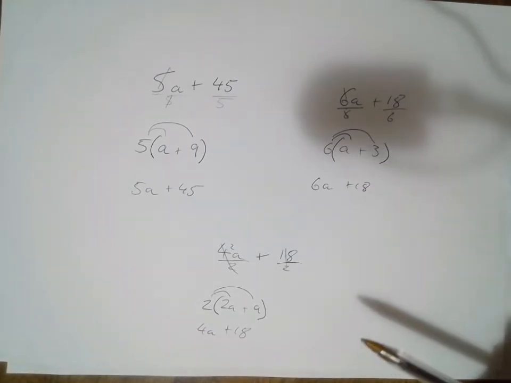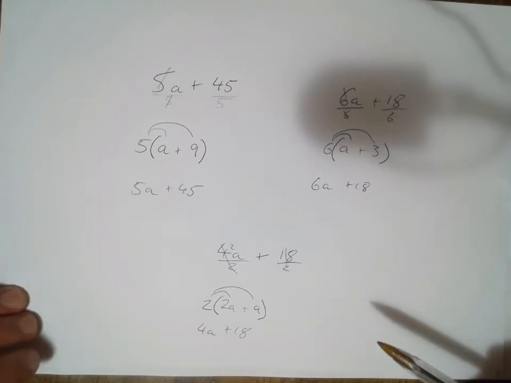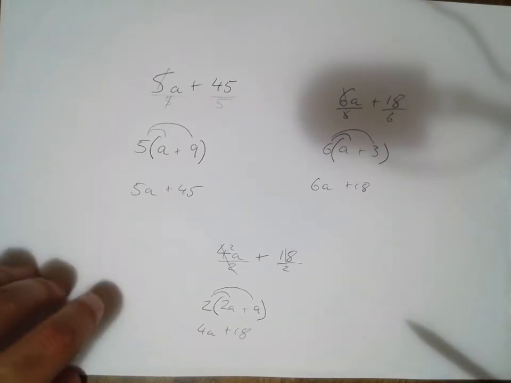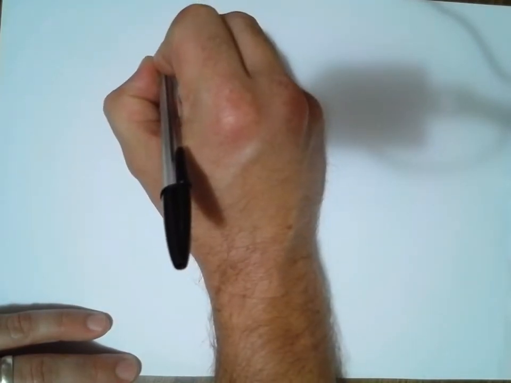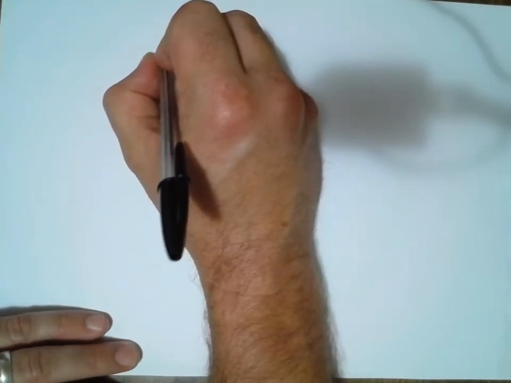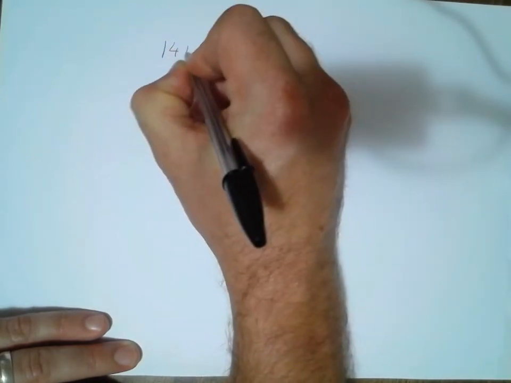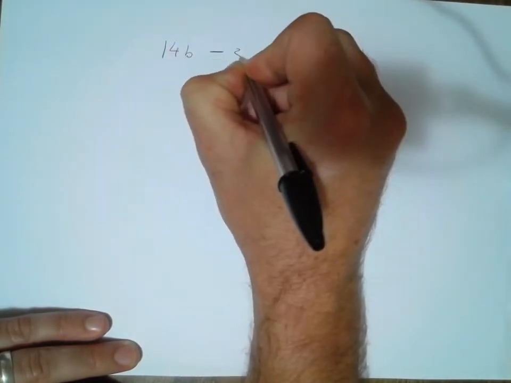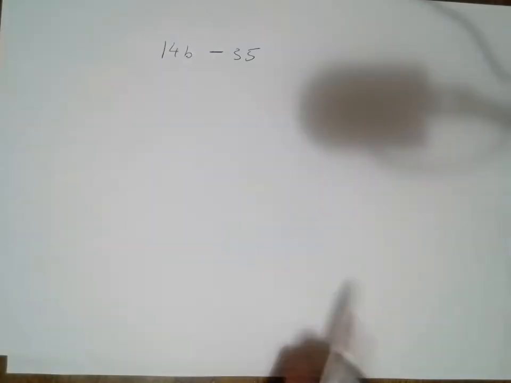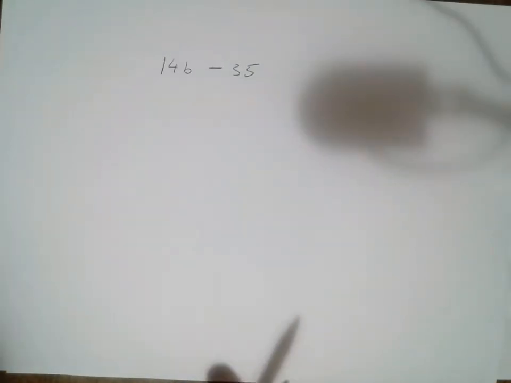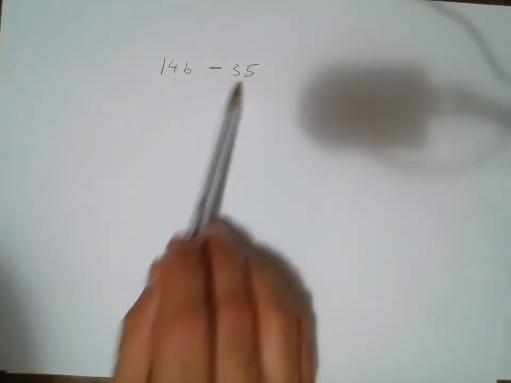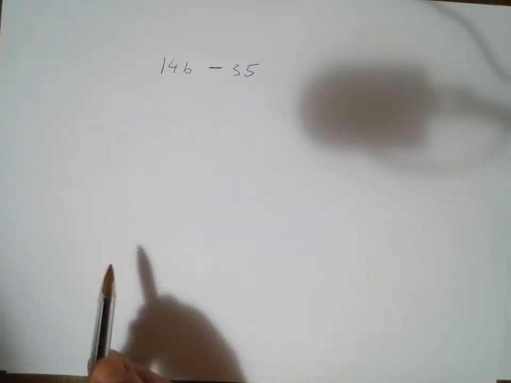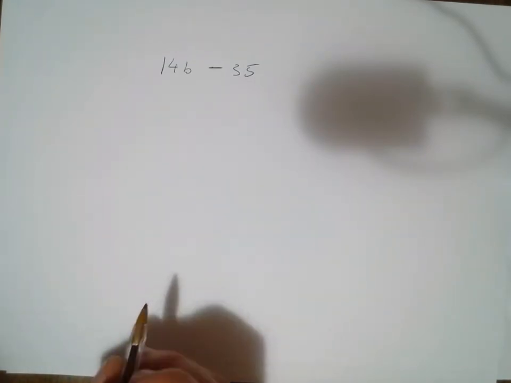That's basically your factorising. It's going to get a little bit more difficult as you go along, obviously. You're going to notice some things like, let's say, off the top of my head, 14b take 35. Straight up I know they're not the same. 14 doesn't go into 35, so I can't put my 14 on the outside. So I have to find my highest common factor.